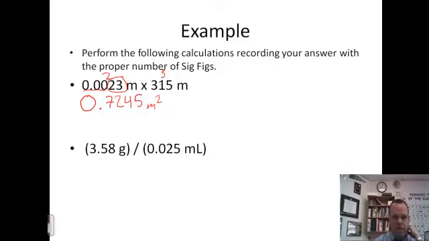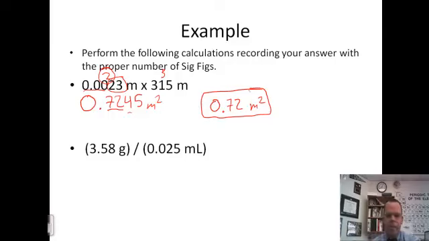So I have to go to the least number of significant figures, which is 2. So I'm going to keep the 7 and 2, and round based on the 4. So my correct answer to this problem is 0.72 meters squared.